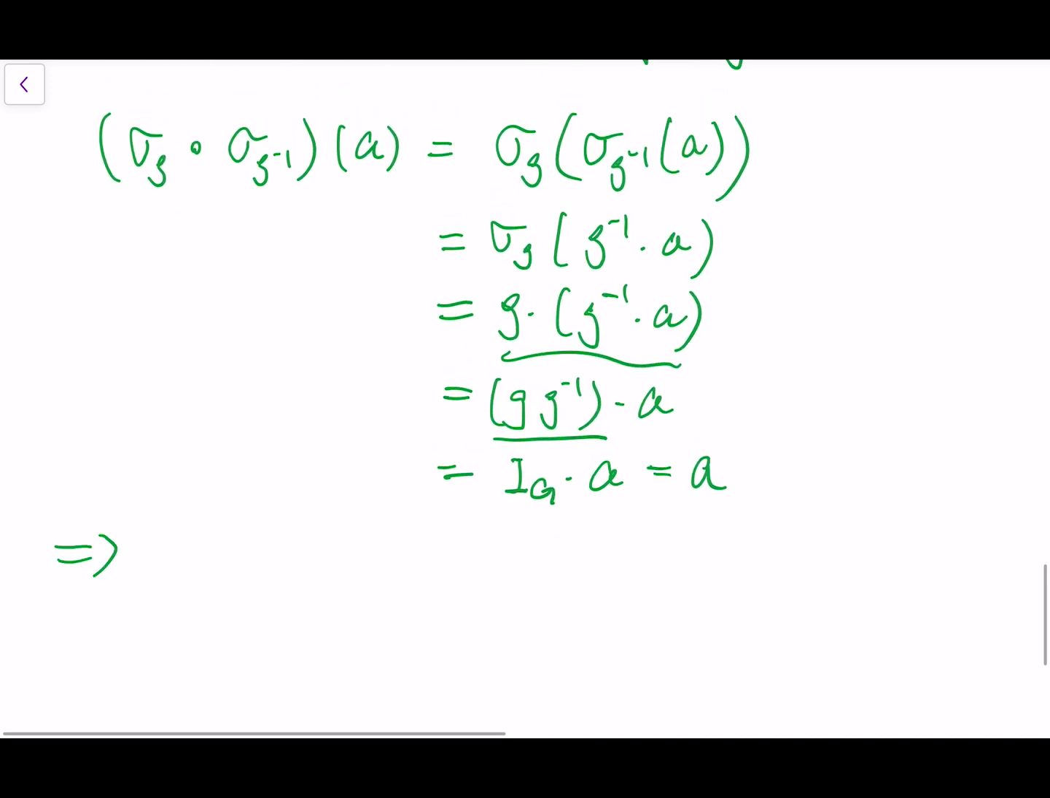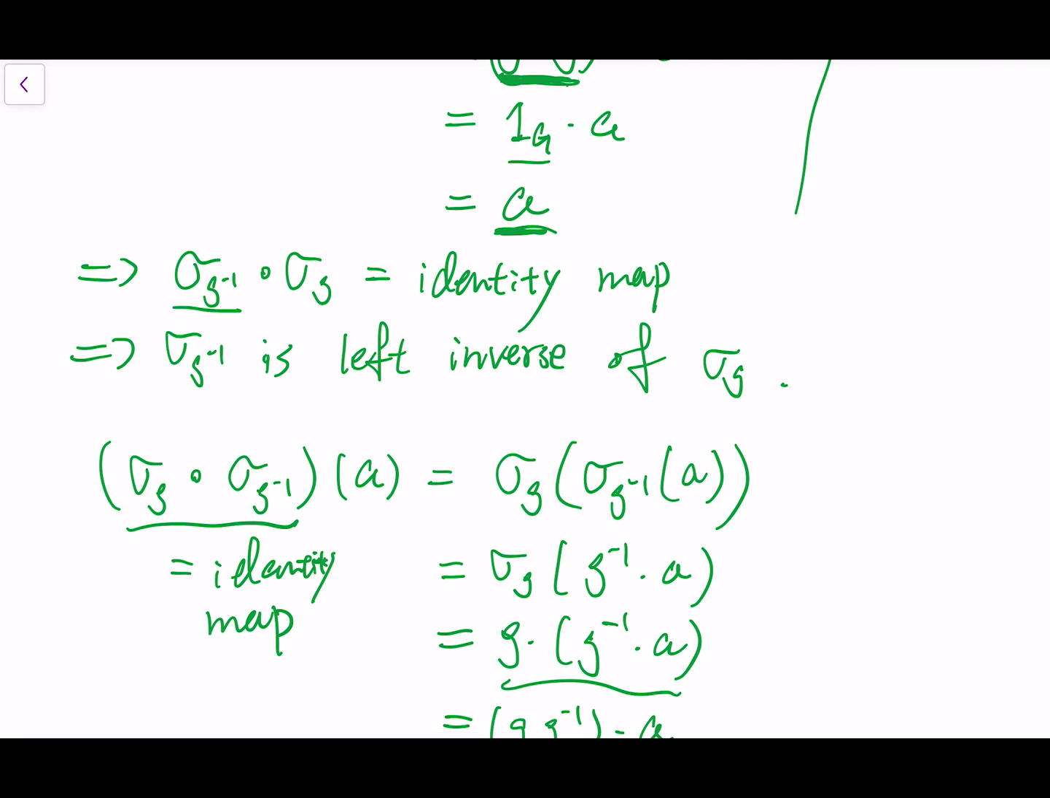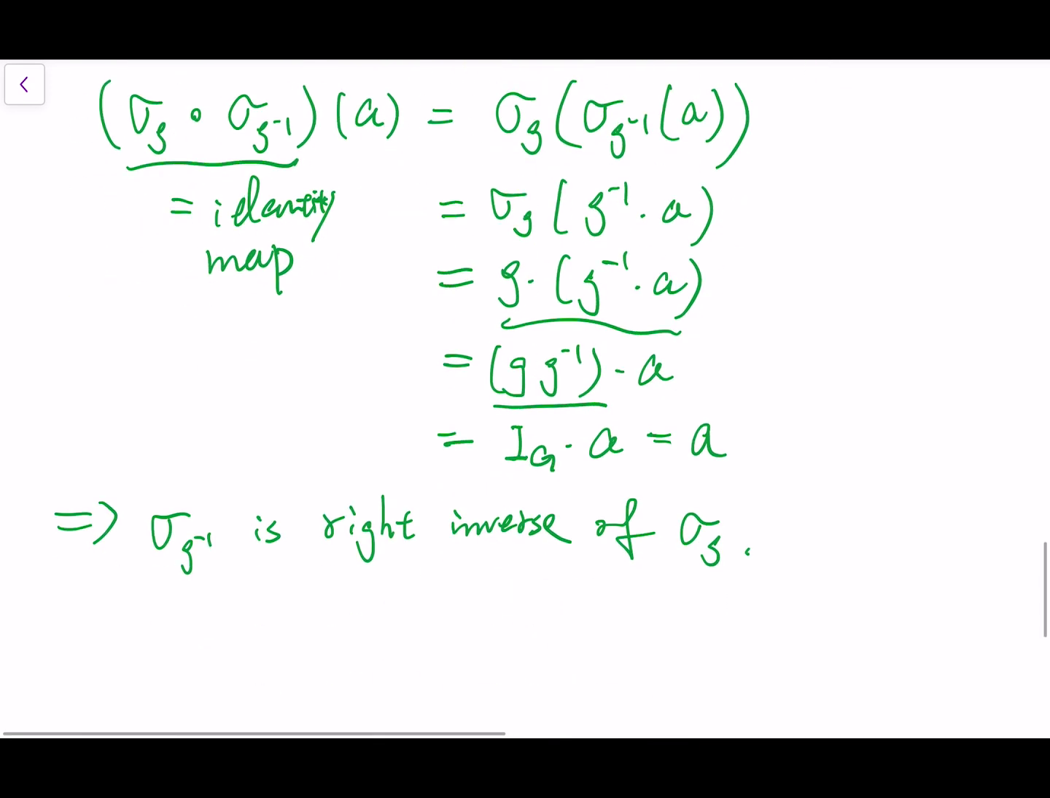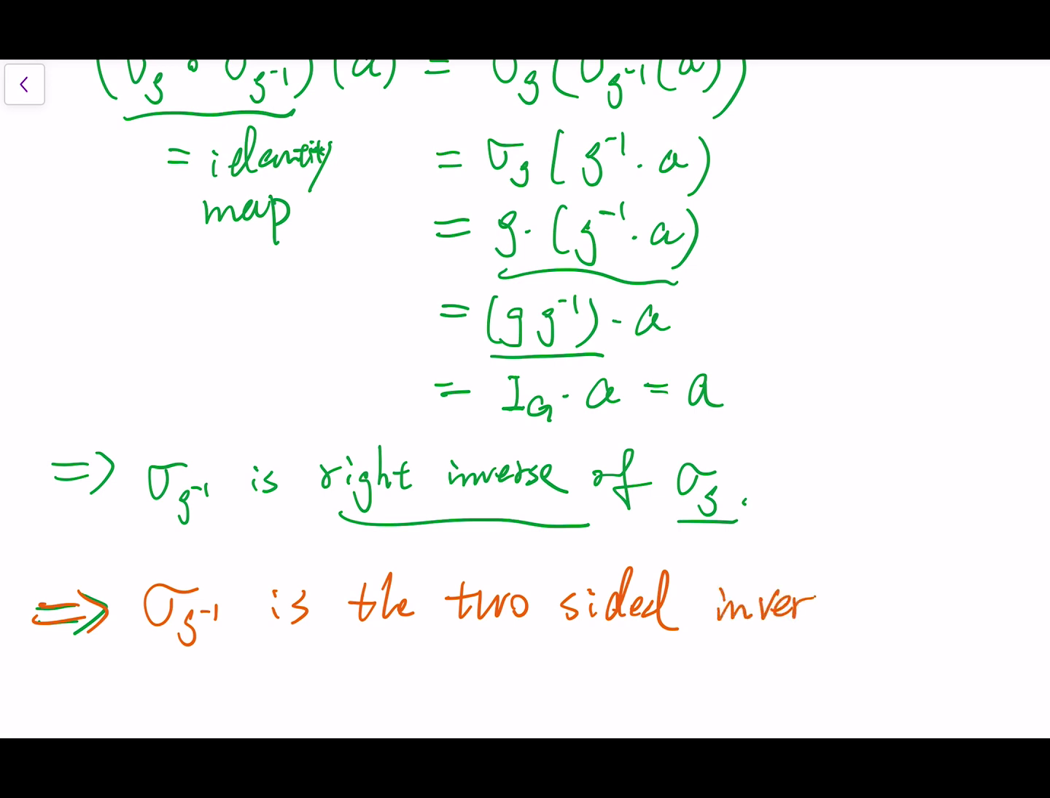So again, this shows that this part is equal to identity map, and it means that sigma G inverse is right inverse of sigma G. Okay, now we have proved that sigma G inverse is both the left inverse and the right inverse of sigma G. So sigma G inverse is the two-sided inverse of sigma G.